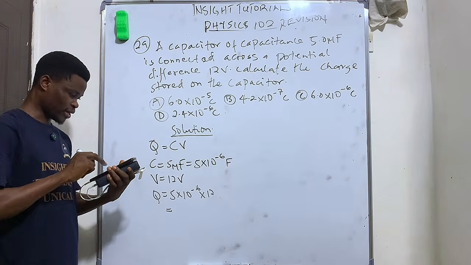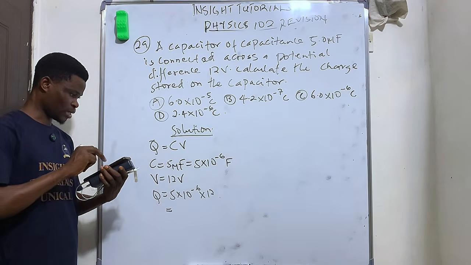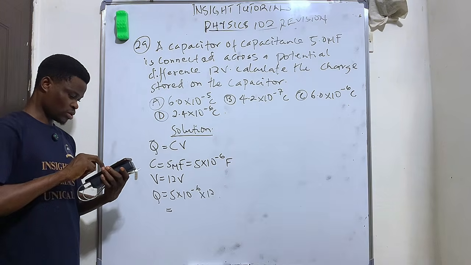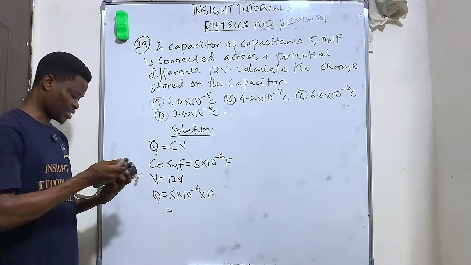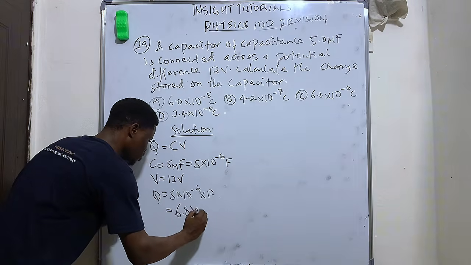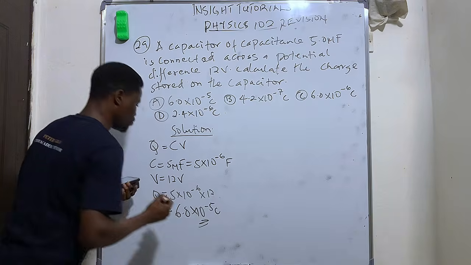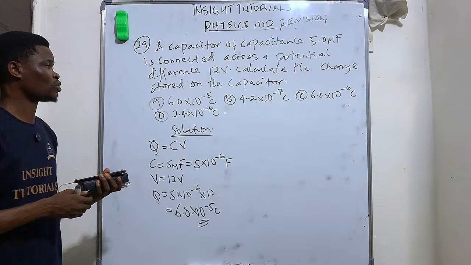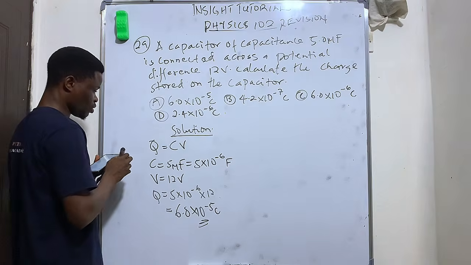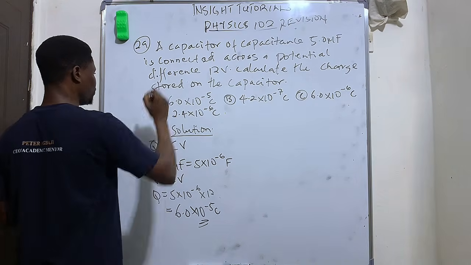So 5 times 10 raised to the power of minus 6 times 12 is given as 6.0 times 10 raised to the power of negative 5 coulomb. That will be our stored charge on this capacitor. So our correct answer is option A.